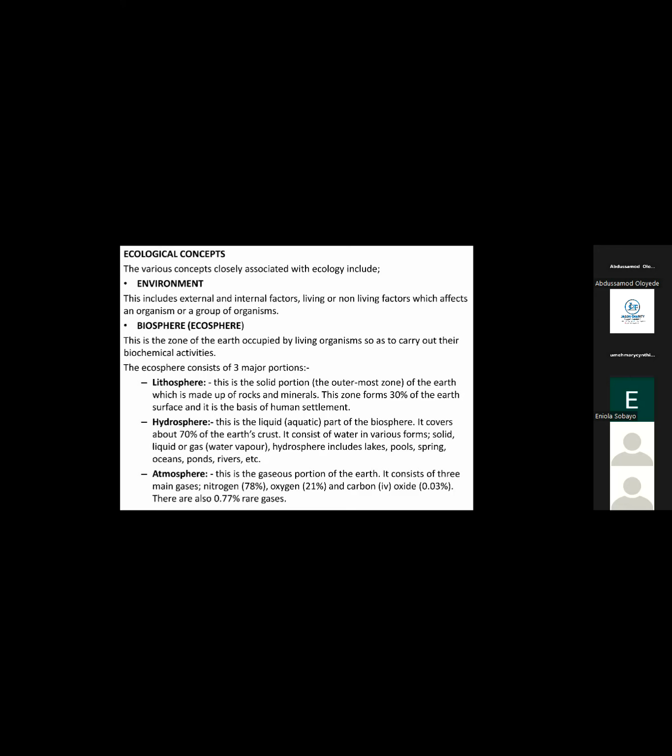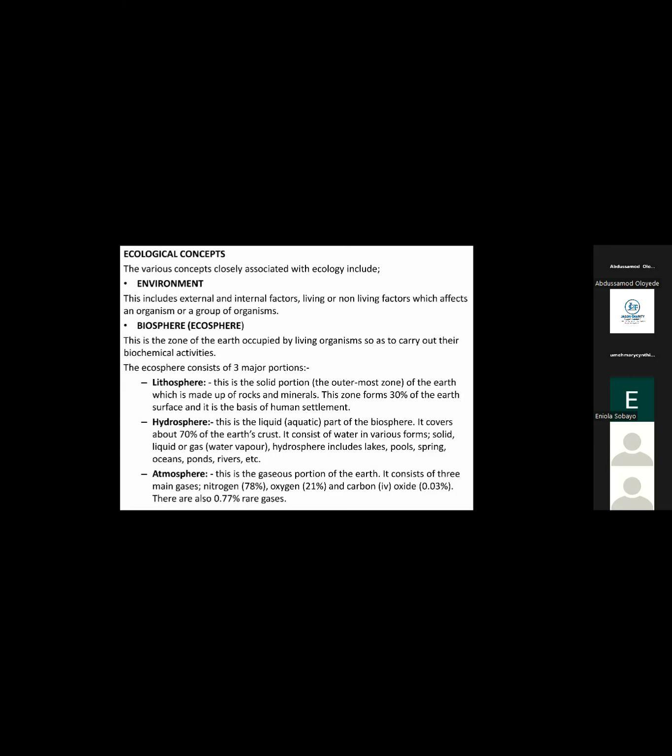Life on Earth. Now, a biosphere refers to the zone of Earth occupied by living organisms, or let's say the part of Earth occupied by living organisms. So, biosphere can also be referred to as ecosphere. There are different types of biosphere. We have the atmosphere, the hydrosphere, and the lithosphere.